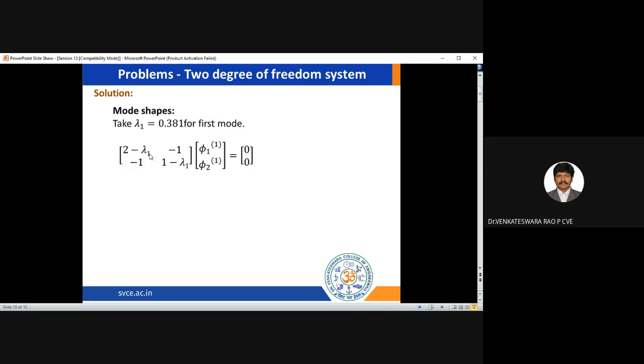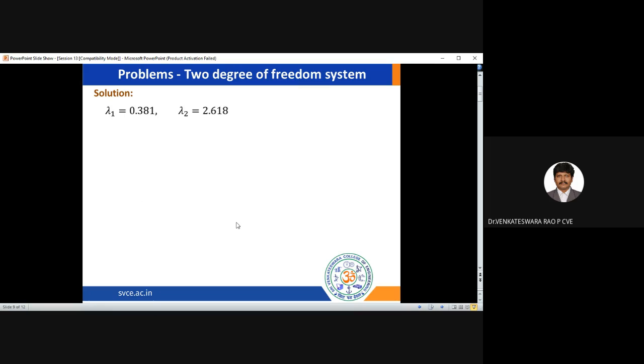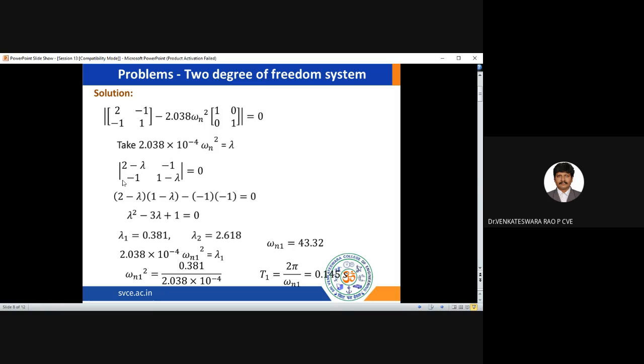So, 2 minus lambda 1, minus 1, whatever we have in the previous equation, please see that. One second, I will go back to this and what we are trying to do. So this mod inside is there, no? So you can write it in matrix form: 2 minus lambda 1 with the first lambda, minus 1, 1 minus lambda 1.